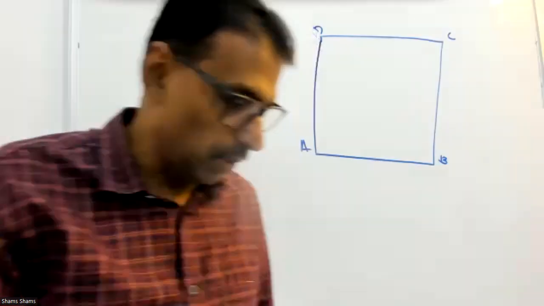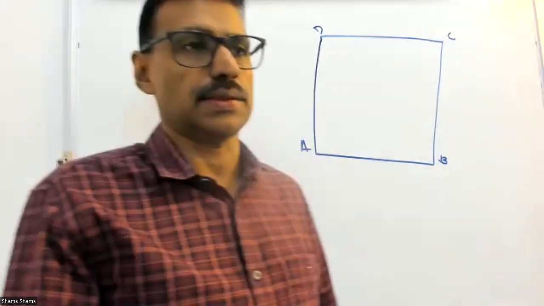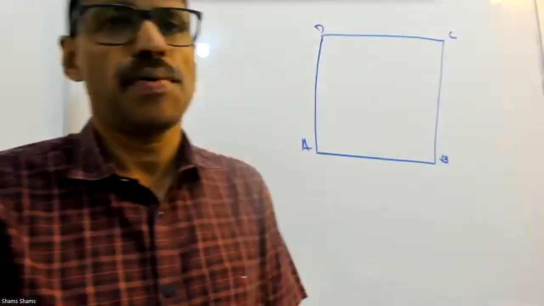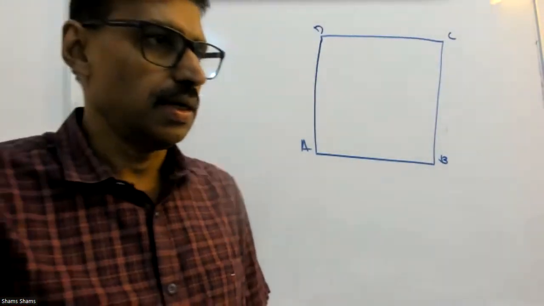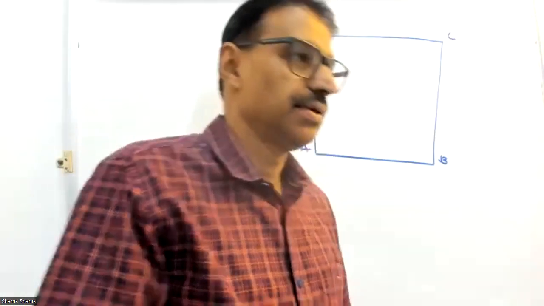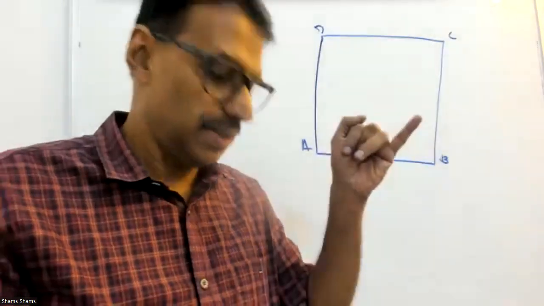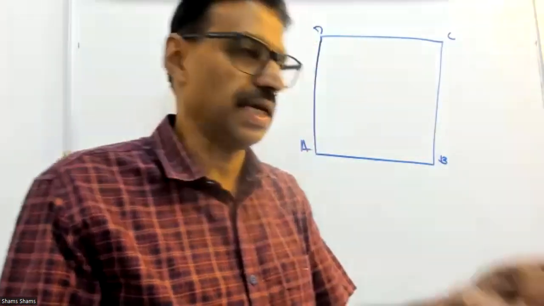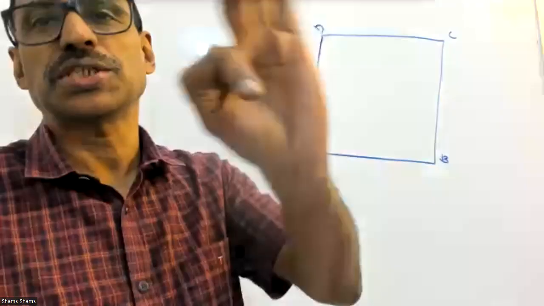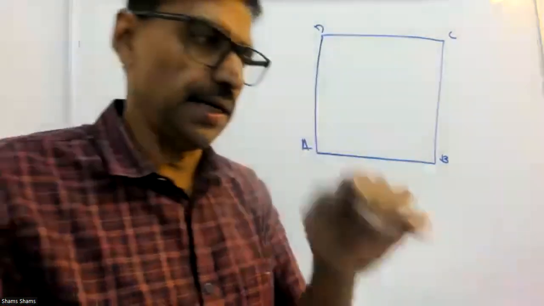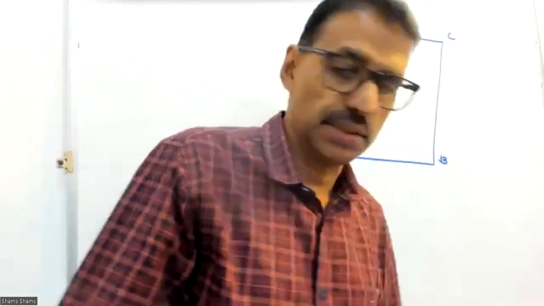Diagonals of a square are equal, bisect each other and right angles. So how many things you have to prove? Diagonals equal, right? One is diagonals equal. Two, bisect each other. Next, 90 degree. Three points you have to show here. Right now. Draw figure. Neat figure.